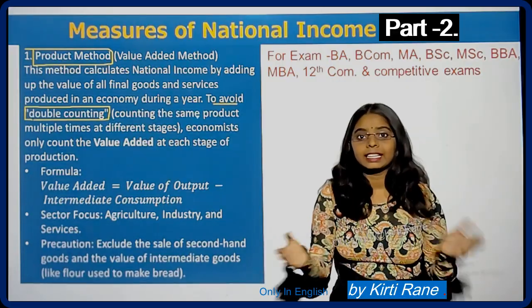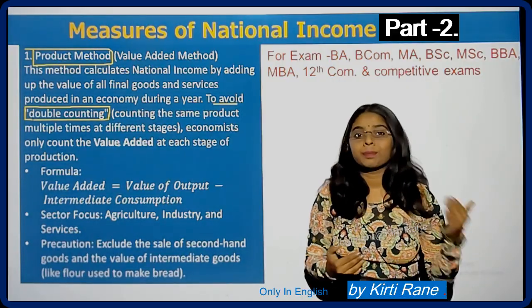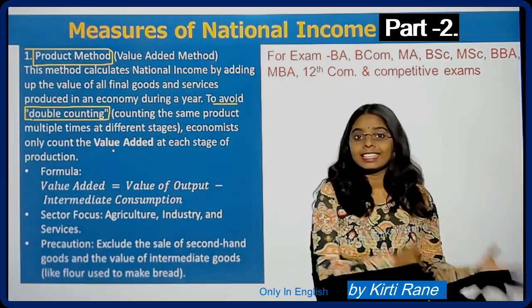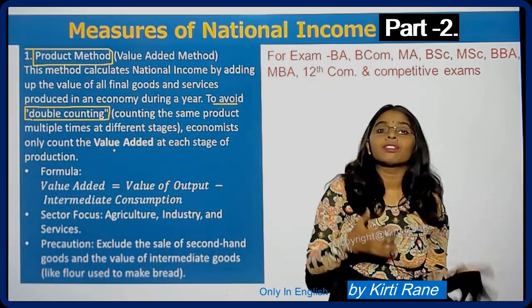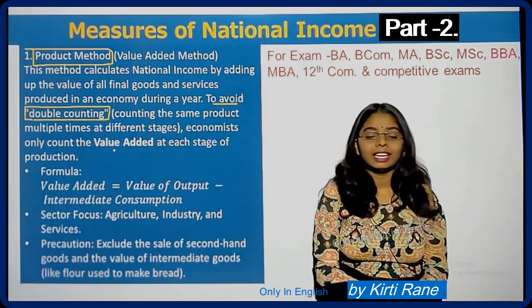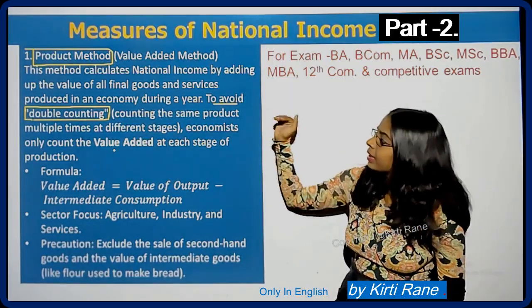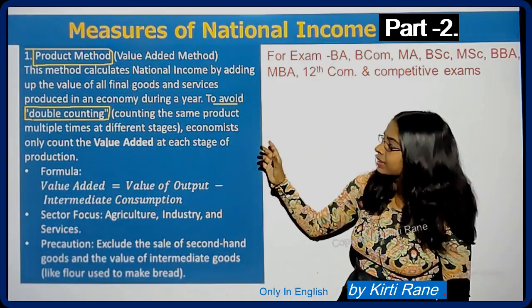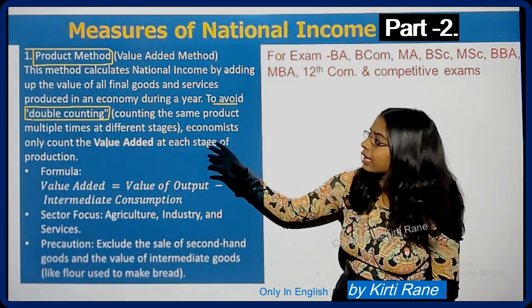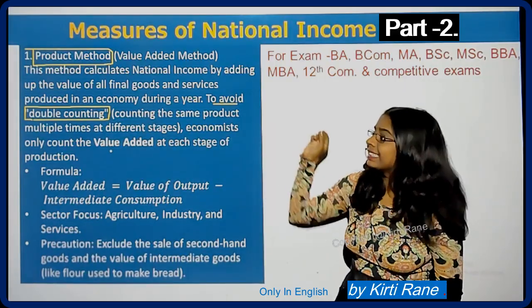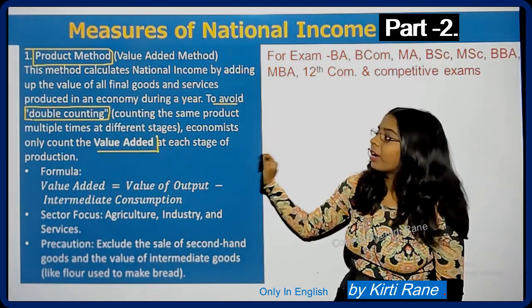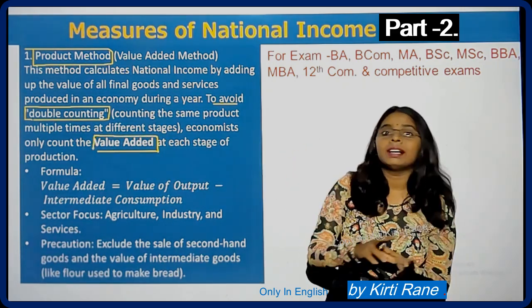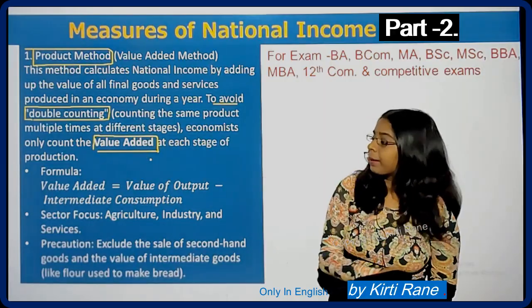For example, iron and steel industry, their finished product, the refined iron and steel, would be the raw material for various other manufacturing industries, right? So to avoid the double counting, that is counting the same product multiple times at different stages, economists only count the value added at each stage of production. Okay, what is the particular value that the process has added in that product?